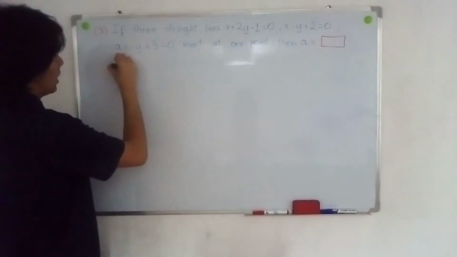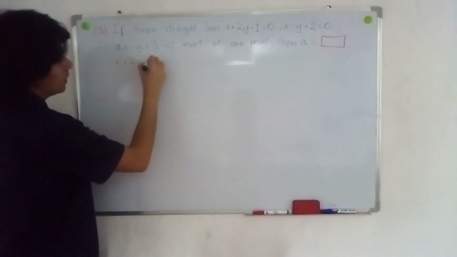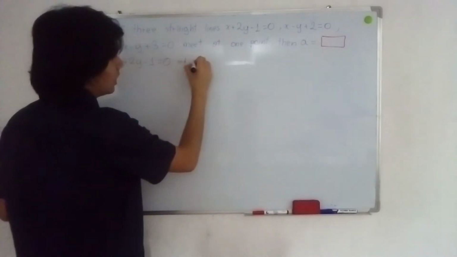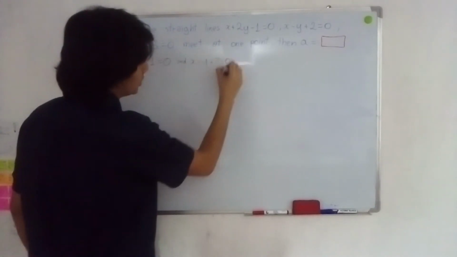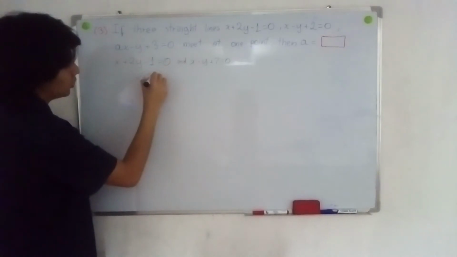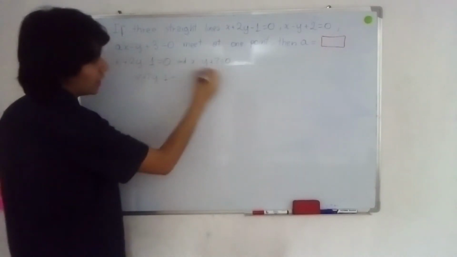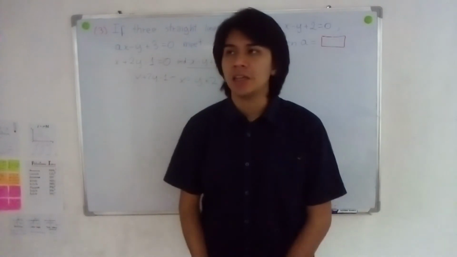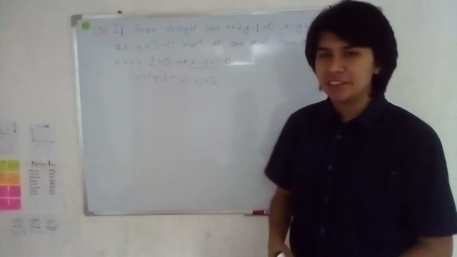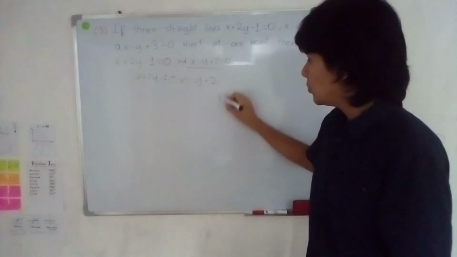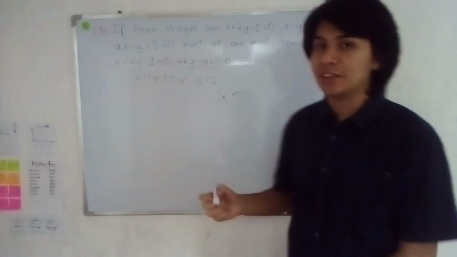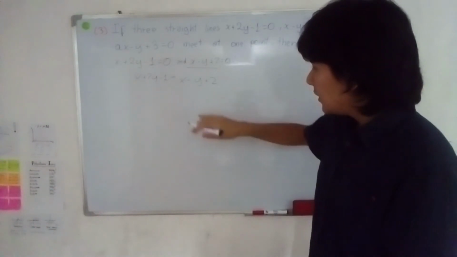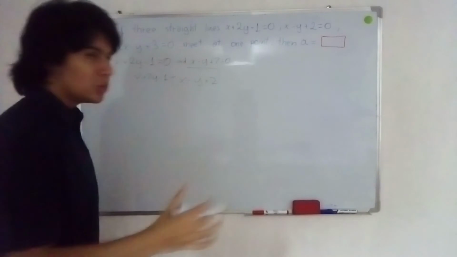Yes, x plus 2y minus 1 is equal to 0, and x minus y plus 2 is equal to 0, so x plus 2y minus 1 is equal to x minus y plus 2. Why do we do that? Because this is the same thing as two straight lines meeting at one point. Yes, because let's do this question.